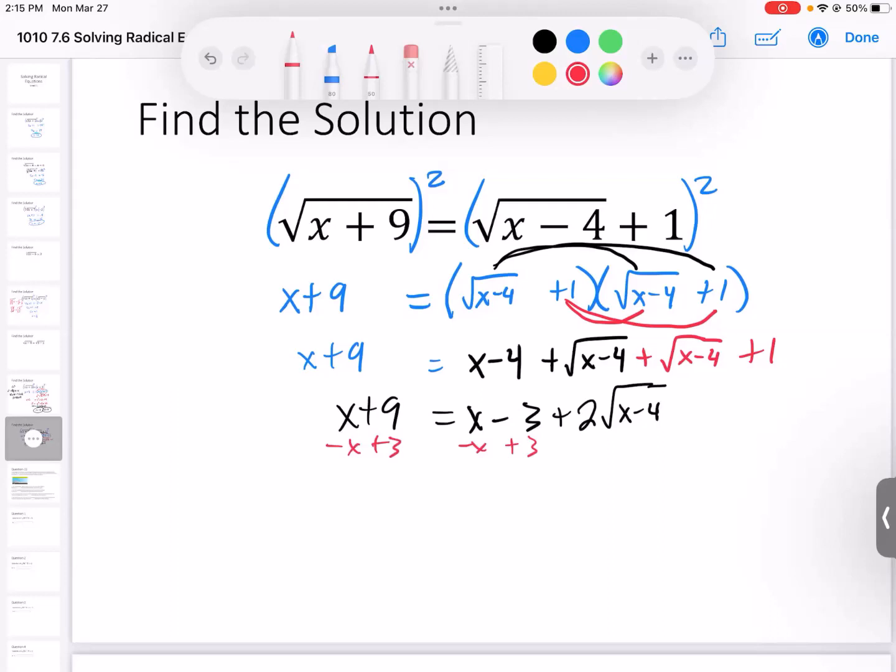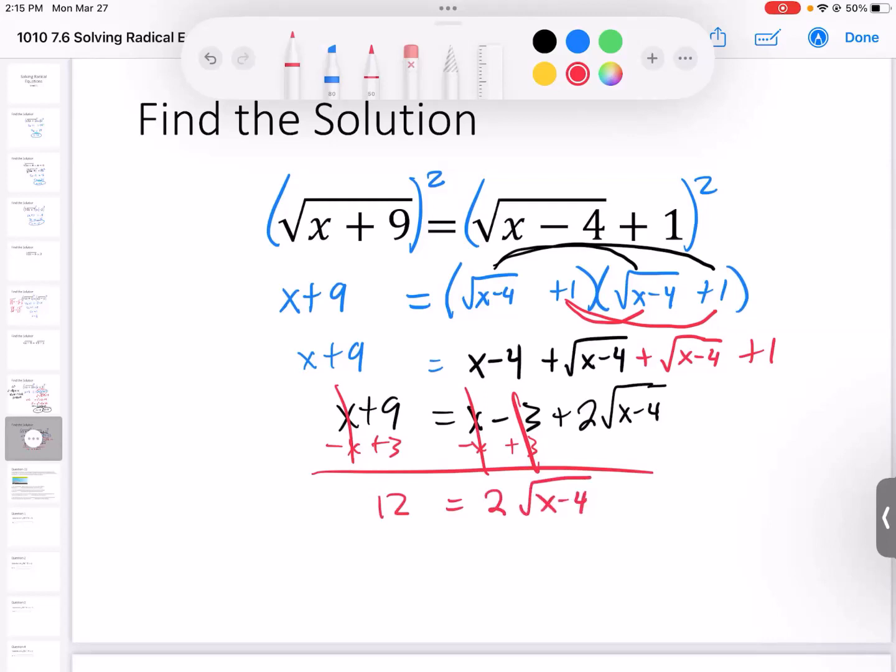And in this case, it works out kind of nicely because x cancels out on both sides of the equation. Sometimes that won't happen, but you can still simplify it. So the -3 and +3 will also cancel out. And you end up with 12 equals 2 times the square root of x minus 4.